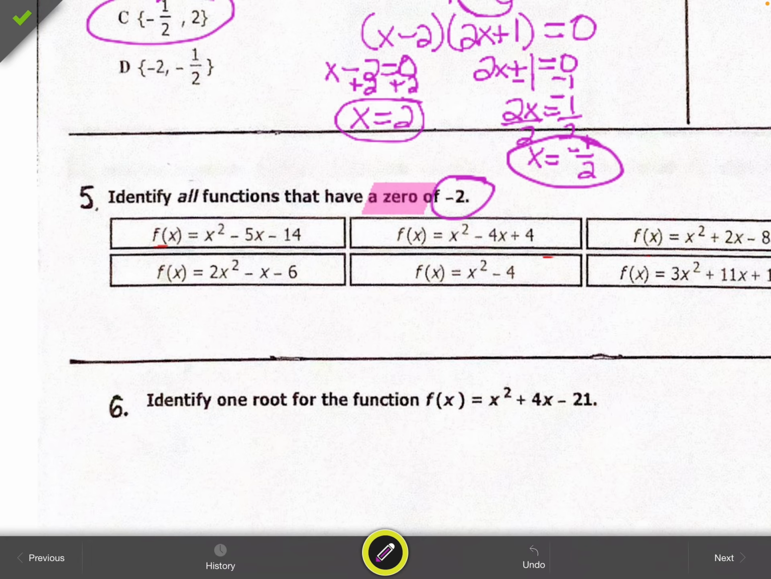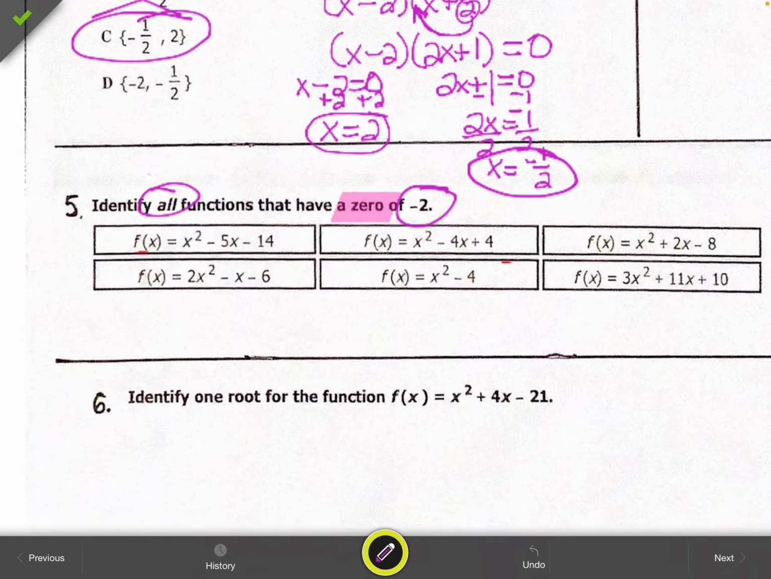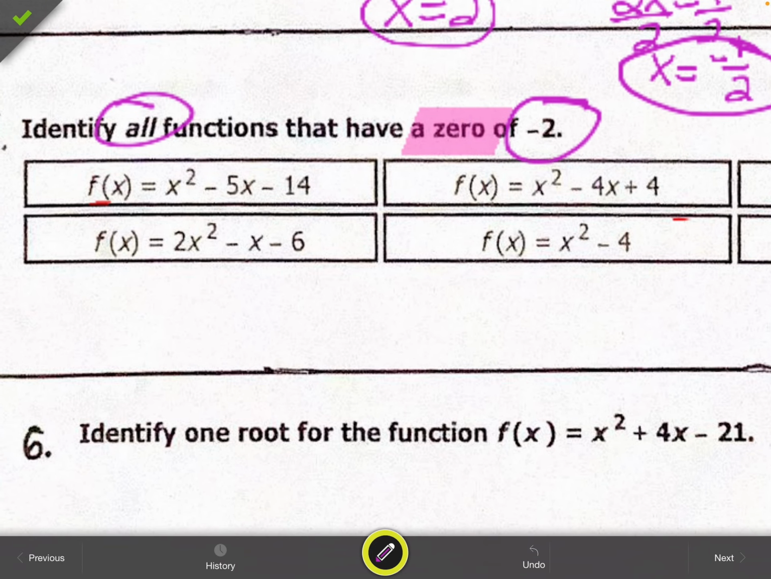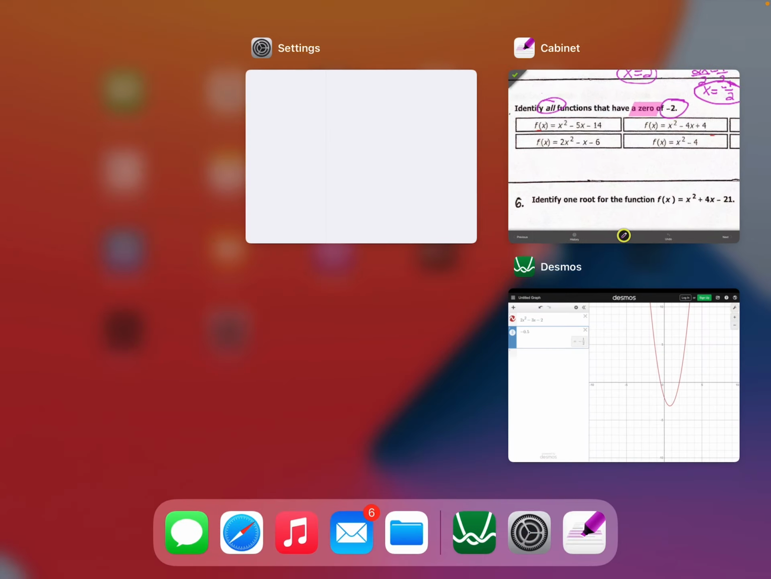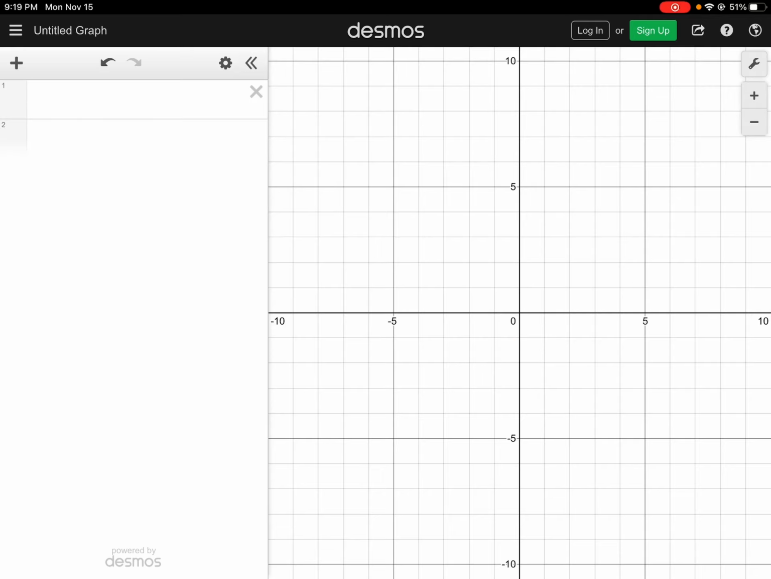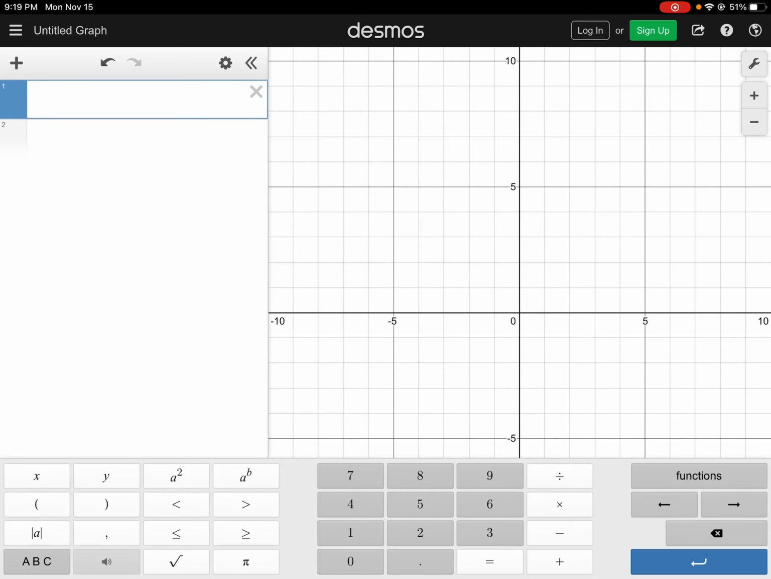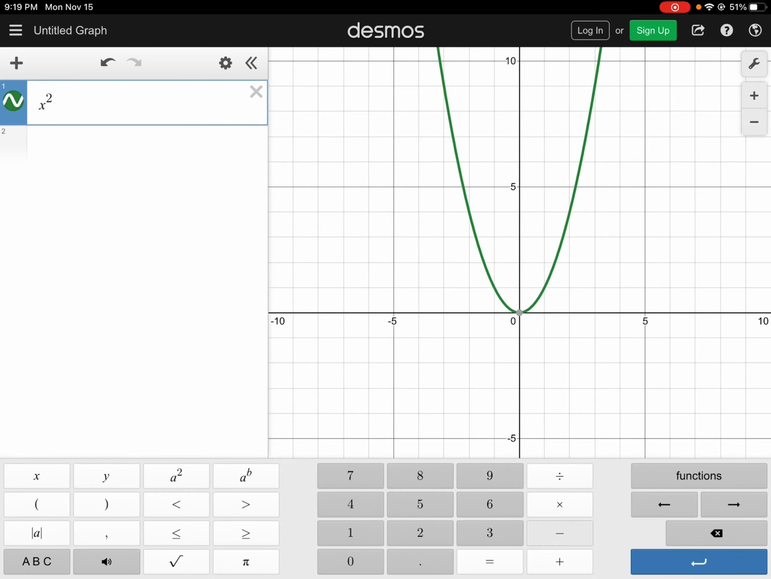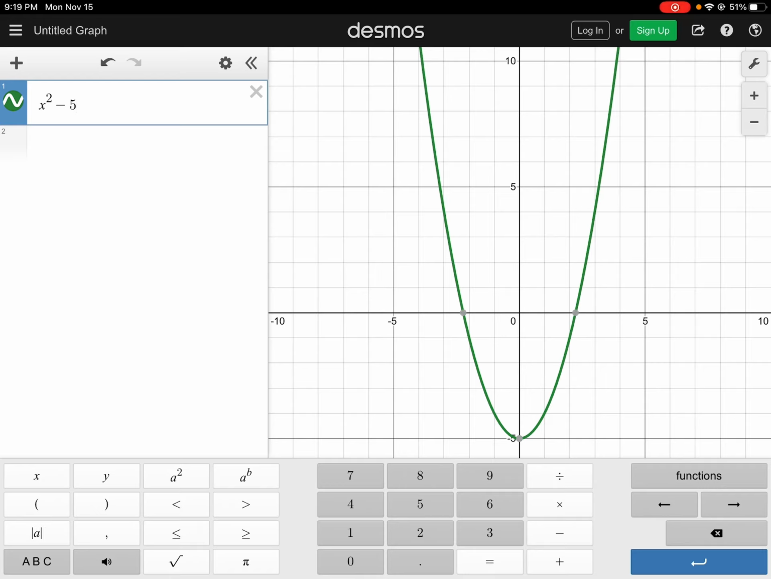Now, this is a little time consuming, a little tedious because you have to check all 6 because it said identify all. So don't just get one answer and keep moving. This is kind of one of those do-it-yourselfer questions. Again, when you type it in, no equals, just type in x squared minus 5x minus 14. And what I do recommend people do is when you type that in, come back and write down the 2 answers or whatever answers you got.